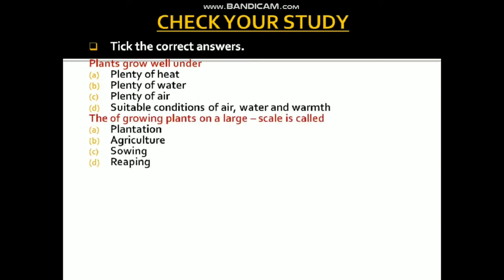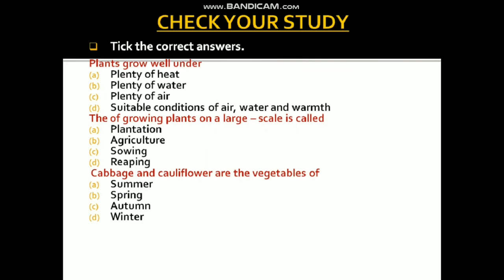Our second question is, the growing of plants on a large scale is called plantation, agriculture, sowing, or reaping. What is it called? Agriculture. Cabbage and cauliflower are the vegetables of summer, spring, autumn or winter. And the answer is winter. Rabi crops are grown in summer, spring, autumn or winter. Rabi crops are grown in winter.